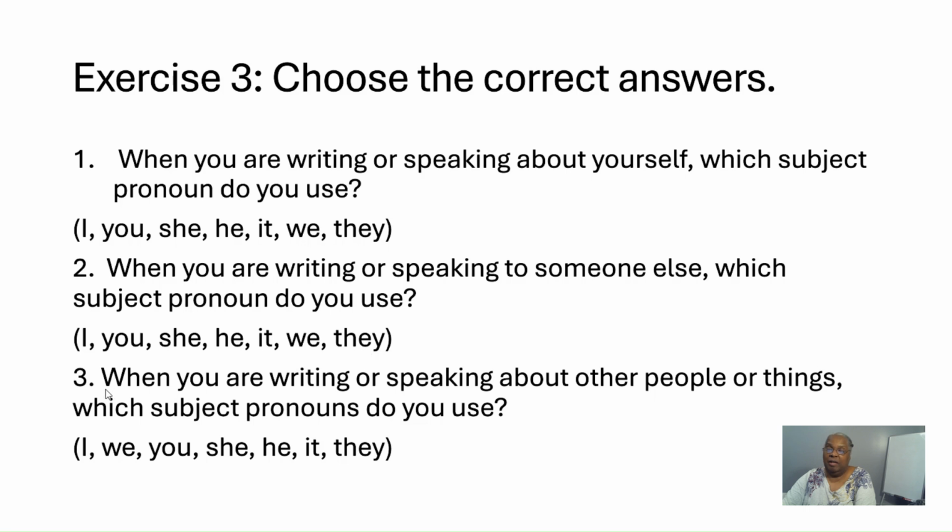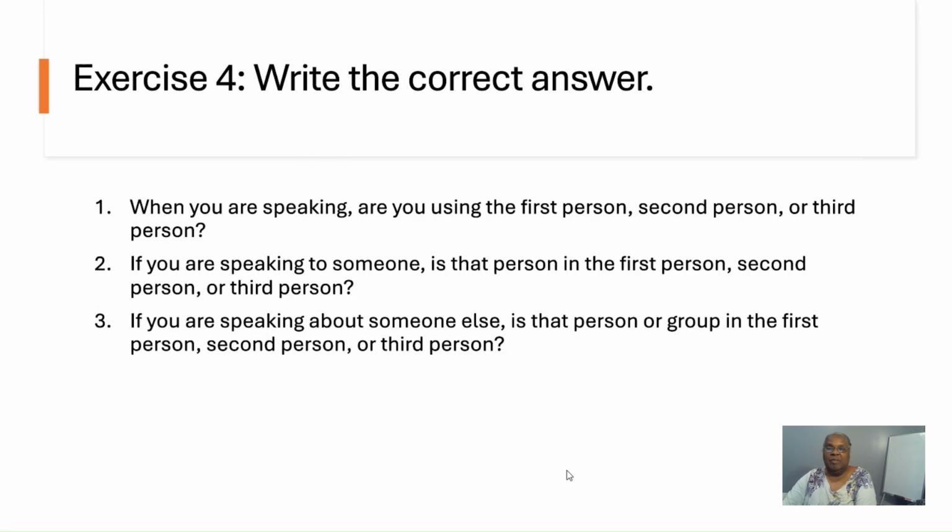Number 3, when you are writing or speaking about other people or things, which subject pronouns do you use? You can choose from among I, we, you, she, he, it, they. Please pause the video as needed to work at your own pace.